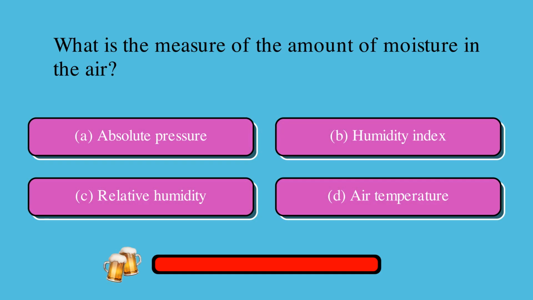What is the measure of the amount of moisture in the air? Is it A, absolute pressure, B, humidity index, C, relative humidity, or D, air temperature? The correct answer is C, relative humidity.